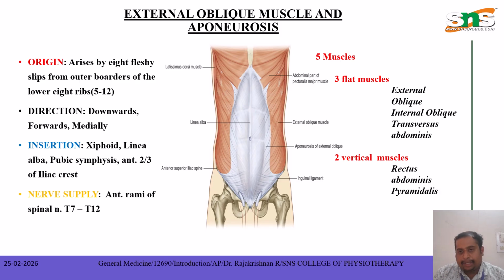Coming to the transversus abdominis, this is the only muscle which originates and inserts transversely. All the other muscles originate and insert from top to down or down to top, but this muscle originates sideways and inserts sideways. The two vertical muscles are rectus abdominis and pyramidalis. Rectus abdominis is what we call the six-pack muscle. You can see that in this picture.